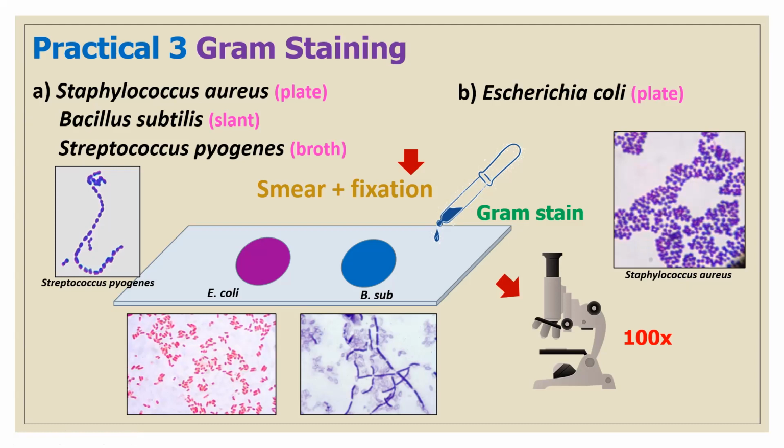So these are all the experiments for our practical number 5. I hope that you'll be able to differentiate between gram positive and gram negative bacteria, and you should be able to perform gram staining professionally, and you should be able to observe the color, shape, and cell arrangement of the bacteria given.